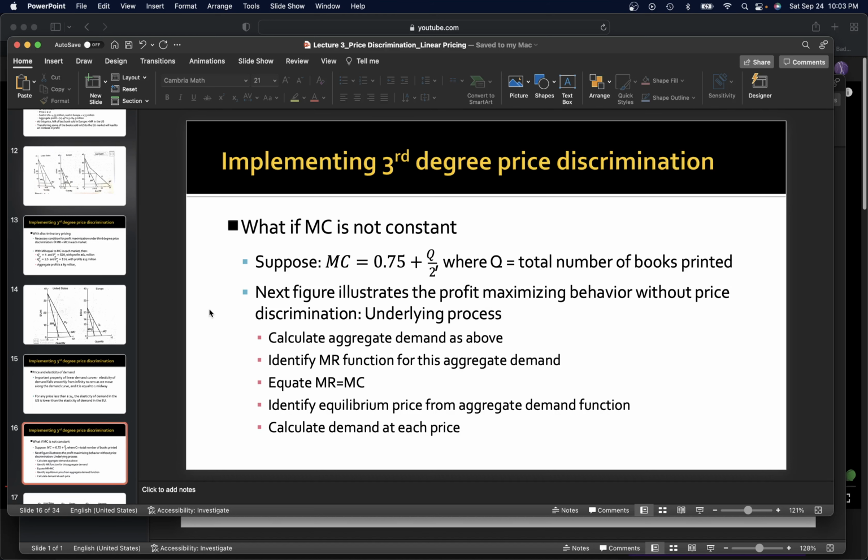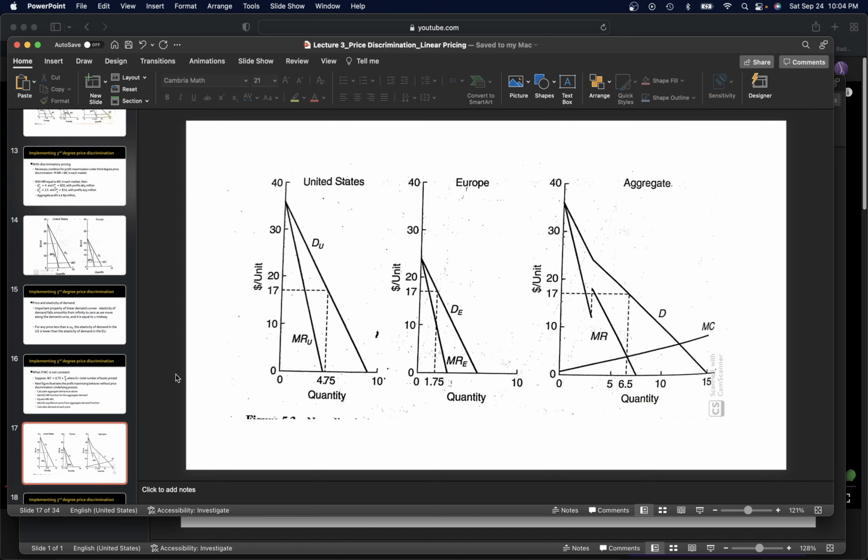Okay, so what if marginal cost is not constant? What if marginal cost is growing like this in terms of output? Okay, then the slope is 1/2. So the next figure illustrates the profit maximizing behavior without price discrimination. So let's look at it.